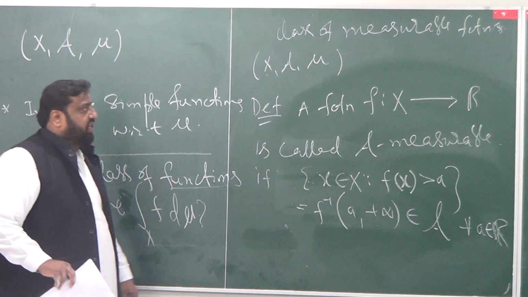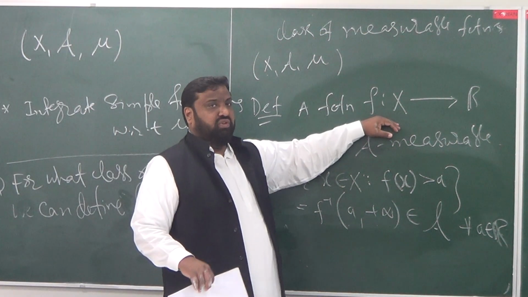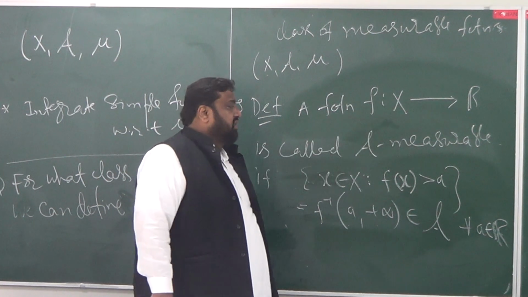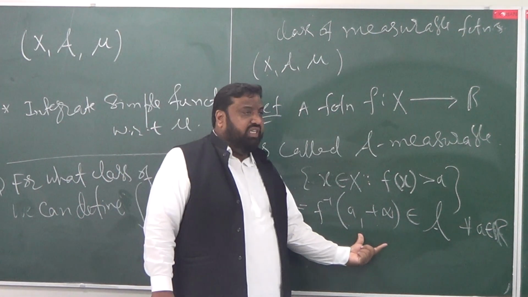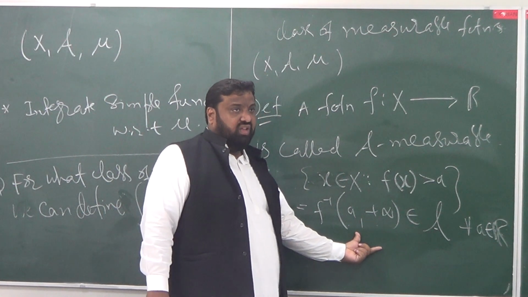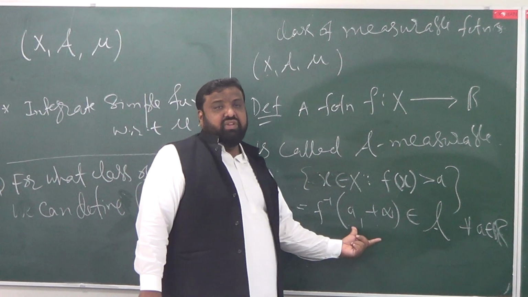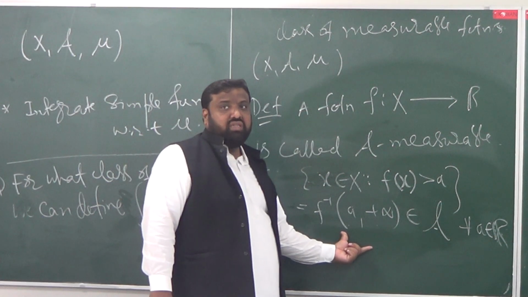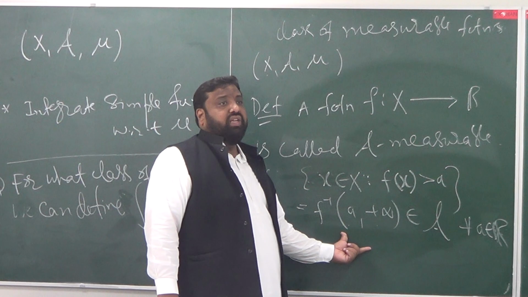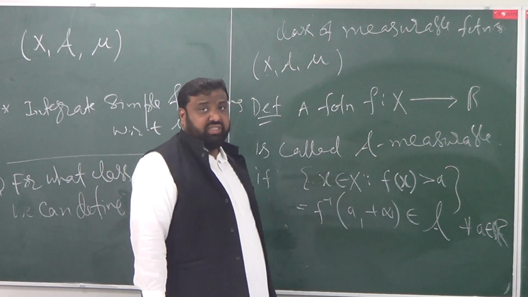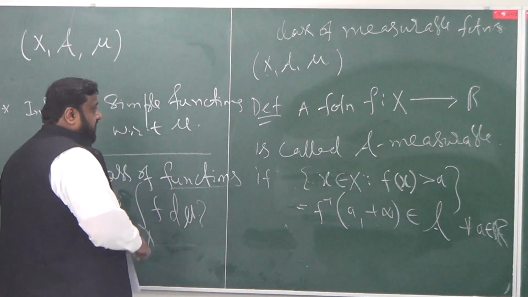So essentially, if you want to see whether a function is A-measurable or not, you have to just take an arbitrary semi-infinite interval and look at the collection of its preimages. If the collection of those preimages is contained in the sigma-algebra A, you call that A-measurable.